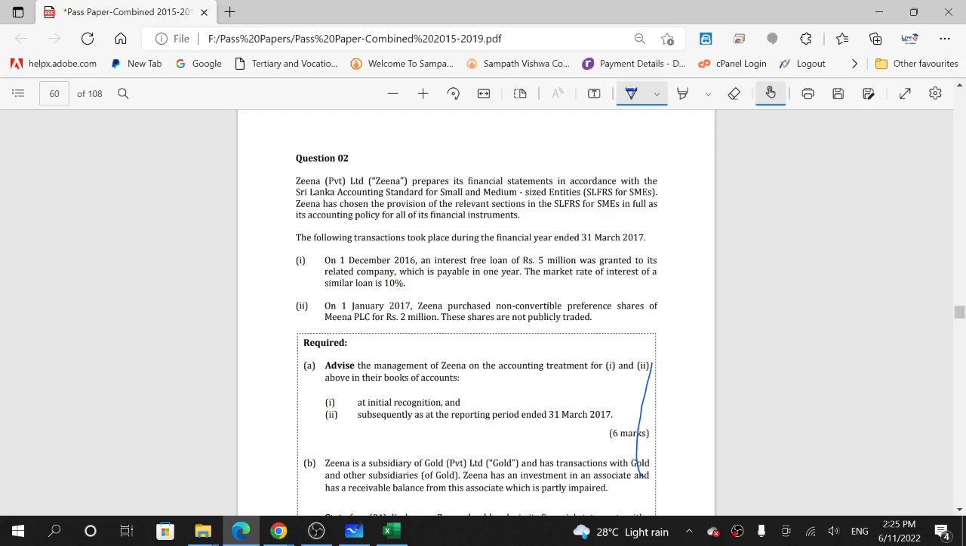The loan is given for one year. So how do you get the present value? In your answer, you can write it this way. We'll write the answer and move on. As the intercompany loan has not been granted at market interest rates, this cannot be considered as its fair value.